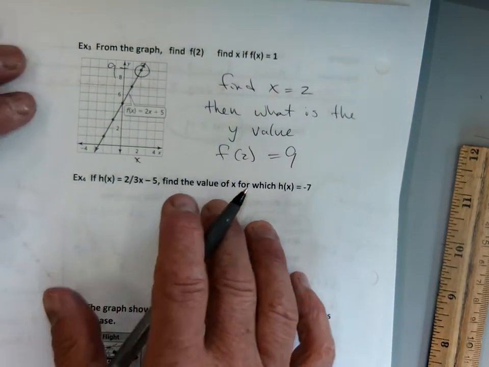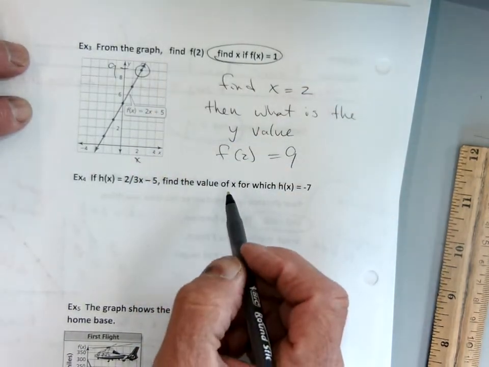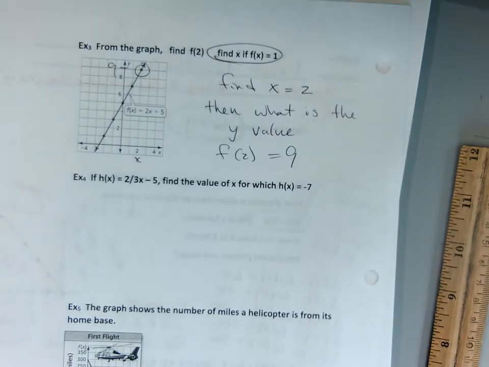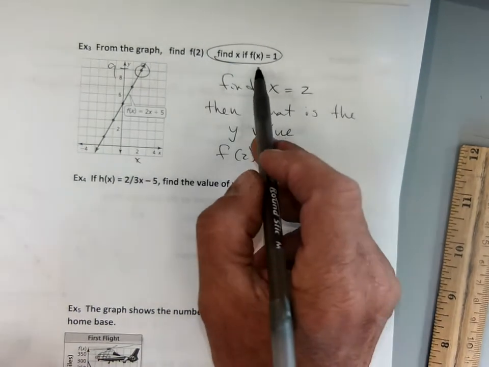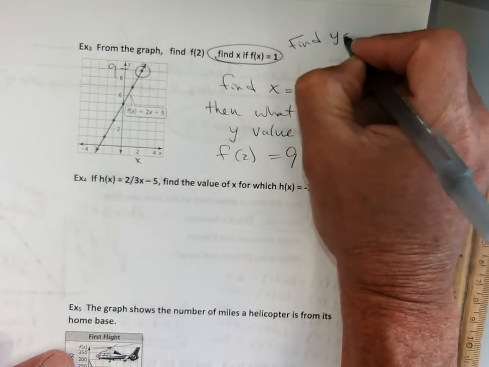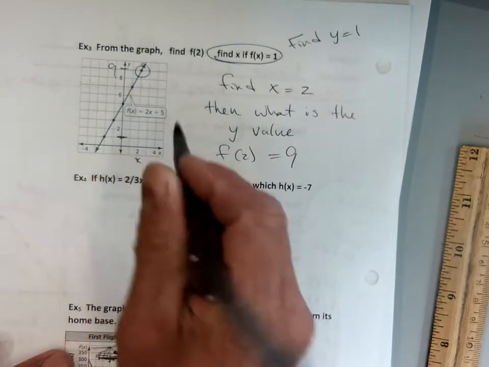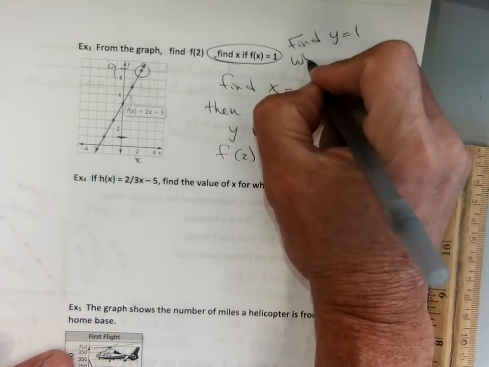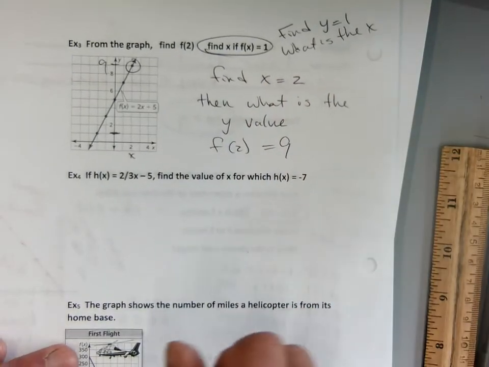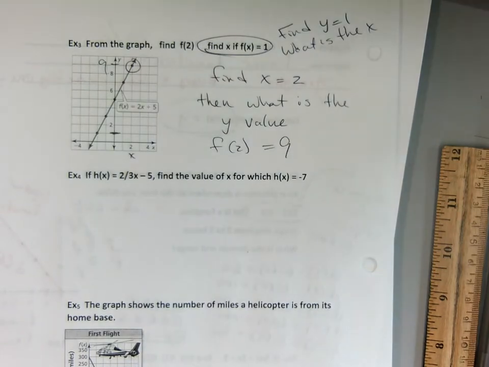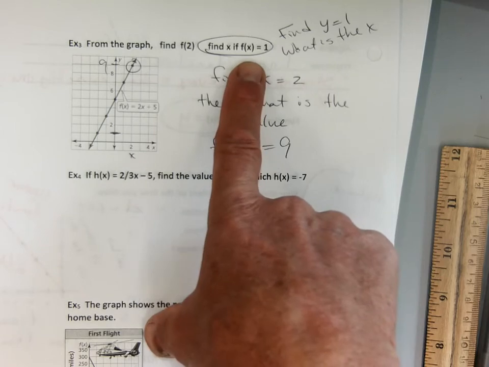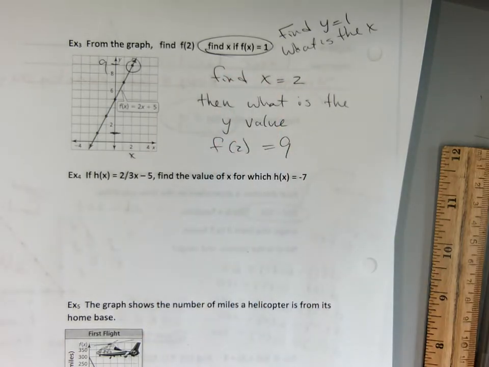Now, if it says find x when f of x equals 1, now remember, f of x is y, correct? So in this one, we're going to find y equals 1. And then what is the x? Okay, so you guys see it? So what's the answer? Anybody know the answer to this one? 7. Let's check it out.